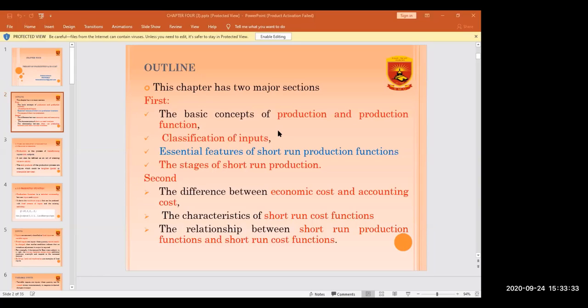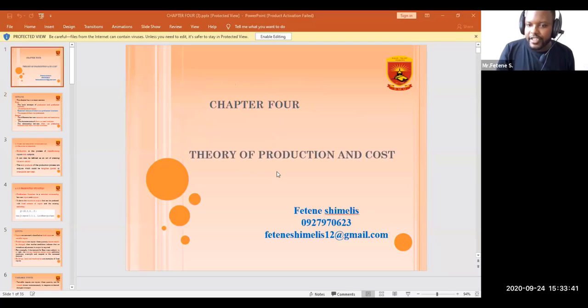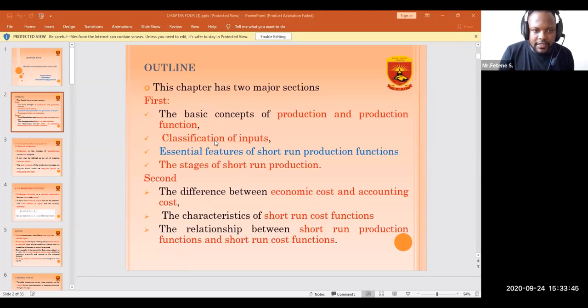Okay, so this is the 4th chapter. Chapter 4 deals with the theory of production and cost. Under this chapter we'll see 2 major sections. The first section deals with the basic concept of production and the production function. What is production, what does the production function look like, and the classification of inputs.